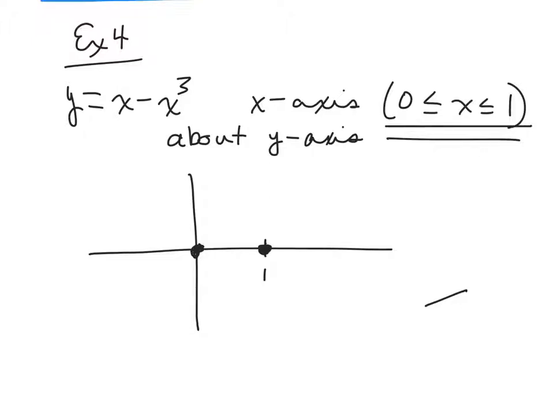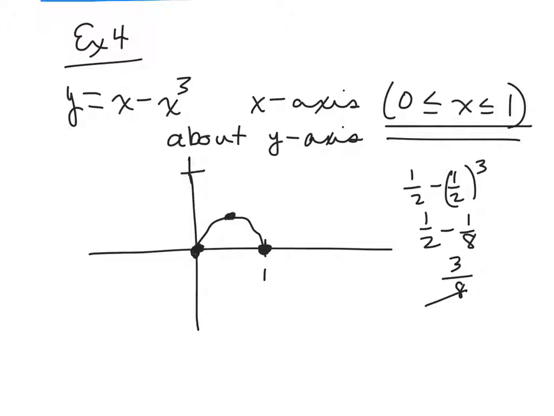So I guess we better figure out what it's doing in between. Maybe I'll put a half in for x. A half minus a half cubed would be a half minus an eighth, which would be 3/8. So 1/2 on 3/8 units up, which would be somewhere in that neighborhood. So it looks like the graph's doing just something like that on the interval from 0 to 1.